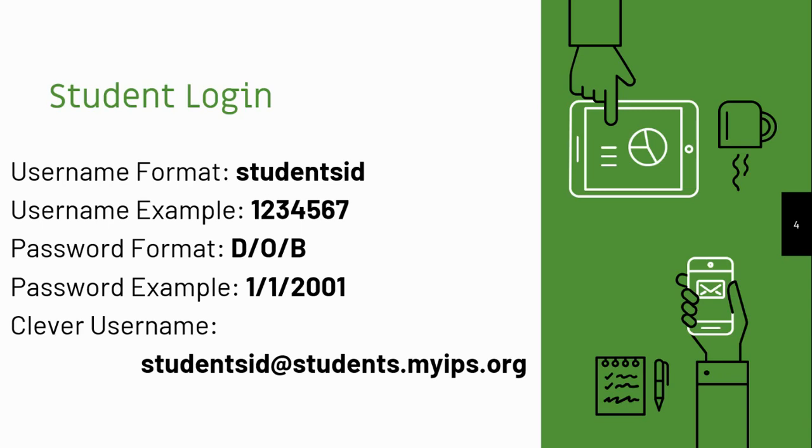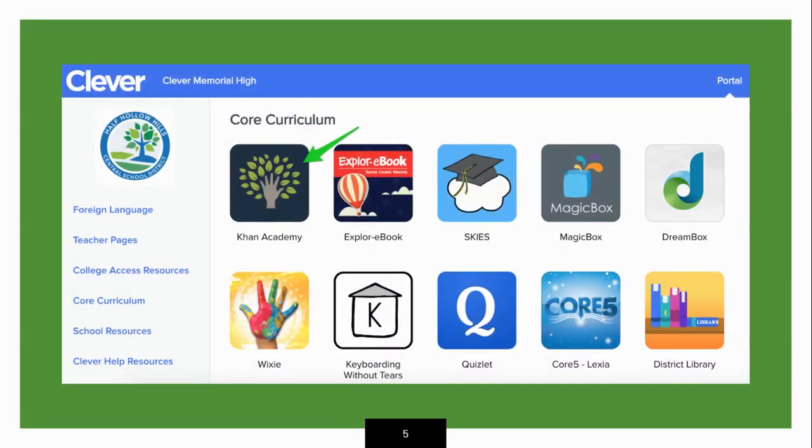For most of your IPS logins, you will use your student ID and date of birth with backslashes, except for Clever. Clever requires your student email address, which is your student ID number at students.myips.org. Please pause the video and write this down in a secure location. Again, once you're logged into Clever, you will be able to access other websites, apps, and educational resources.